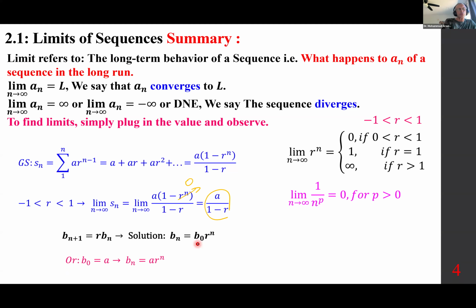B sub 0 or a, depending on the text that you're dealing with, b sub n is a r to the power of n. That's the geometric sequence. It's important to pay attention to the recursive format and explicit format. If you recall, if we go with b sub 1, we put r to the power of n minus 1. That's another way of writing it. That is the same thing if you go with that format in any event.